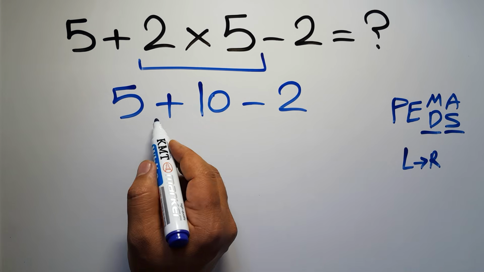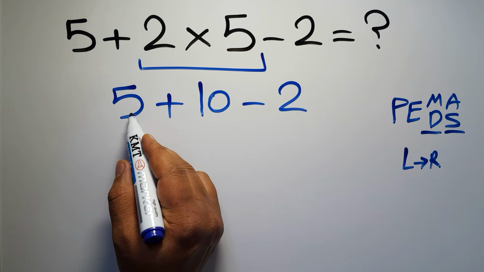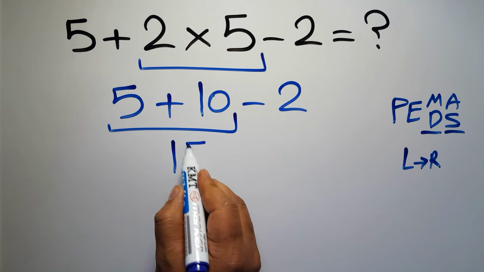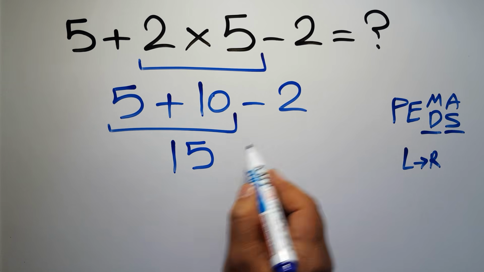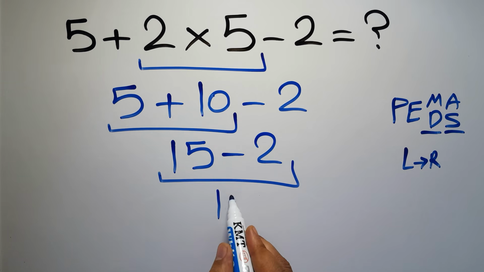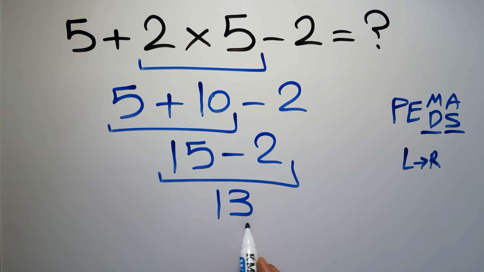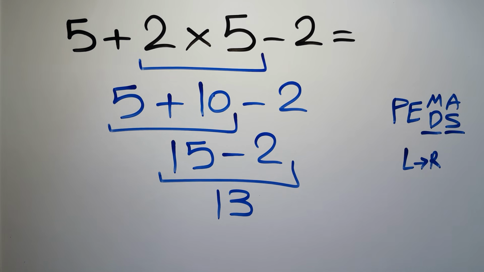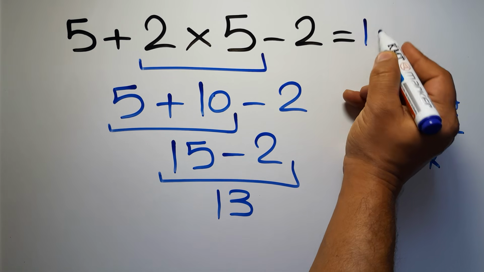So here, first we have to do this addition. 5 plus 10 gives us 15. So 15 minus 2, which equals 13. And this is our final answer to this problem. The correct answer is 13.